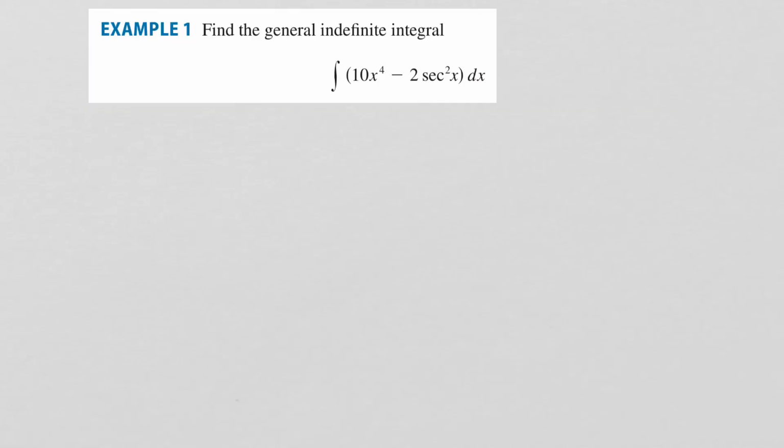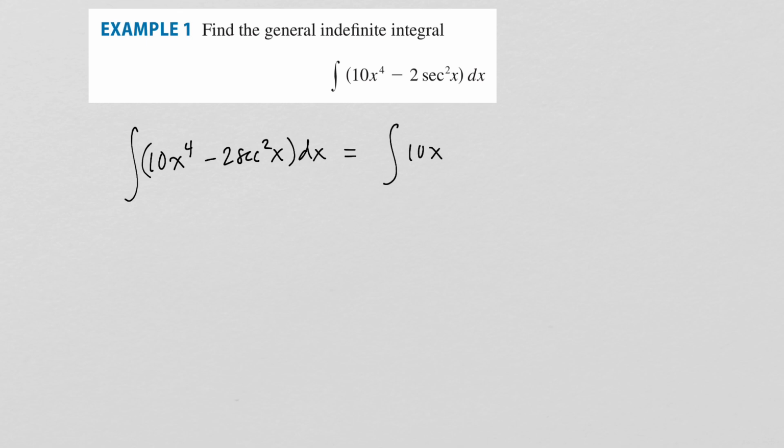So now for a few examples. Suppose we want the general indefinite integral here, and we have the integral of 10x to the fourth power minus 2 secant squared of x dx. Now, just for clarity, we have properties of integrals that tell us that we can take the integral of the first function, 10x to the fourth, with respect to x, minus the integral of the second function, 2 secant squared of x, with respect to x.